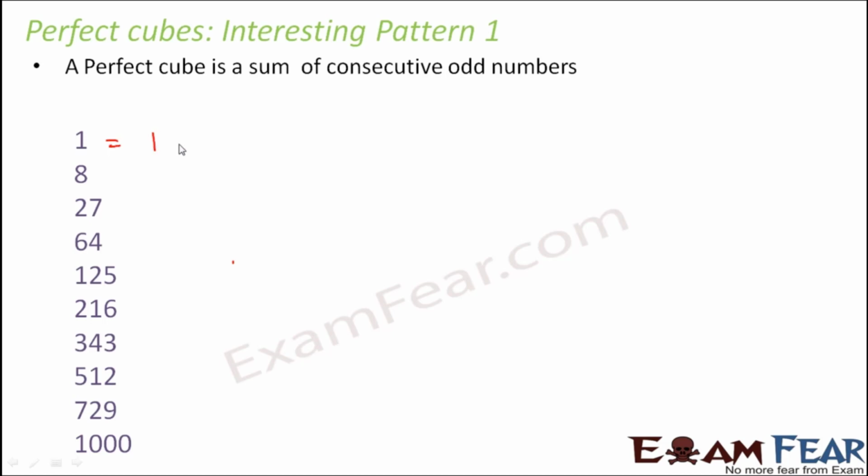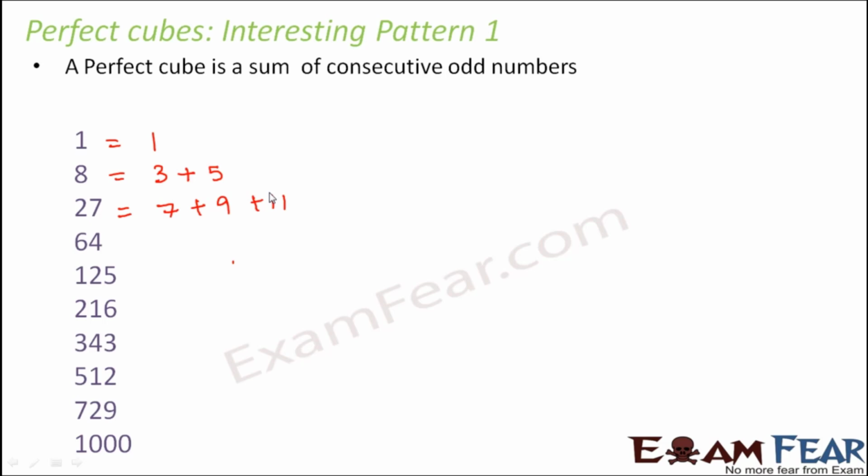Let's see how they are sums of consecutive odd numbers. So 1 is anyways 1. When it comes to 8, you would see that 8 is the sum of 3 plus 5. What are 3 and 5? They are odd numbers, consecutive odd numbers as well. When it comes to 27, it is the sum of 7 plus 9 plus 11. So 7, 9, 11 are again consecutive odd numbers. Another interesting pattern is that if you look from the top, you see 1, the next odd number is 3, next is 5, next is 7, 9, 11. So basically it's in an order.